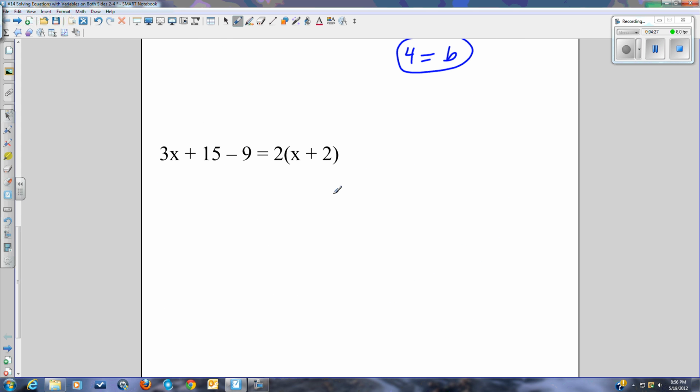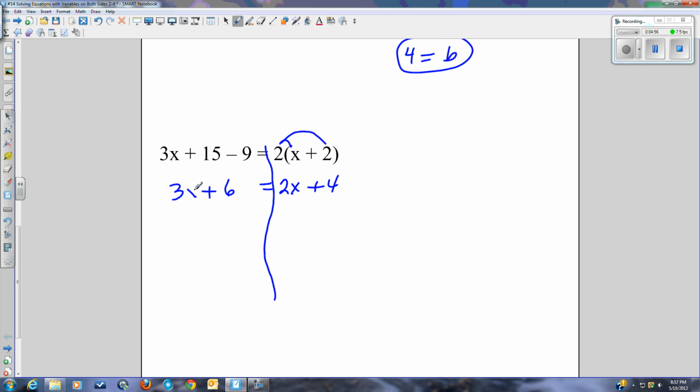Okay, so next, we have 3x plus 15 minus 9 equals 2 times parentheses x plus 2. Get rid of those parentheses, so distribute. So we have 2x plus 4. Notice on the left-hand side of the equation, I'll draw my line down. You know I don't draw my lines very straight. We've got two like terms. We have the constants 15 minus 9, so let's combine those so we get 6.